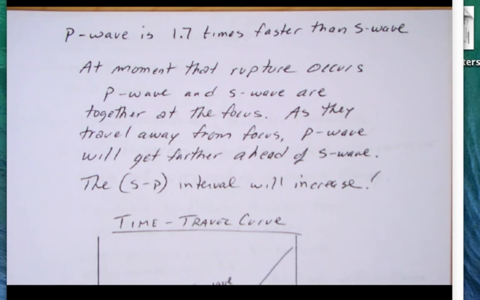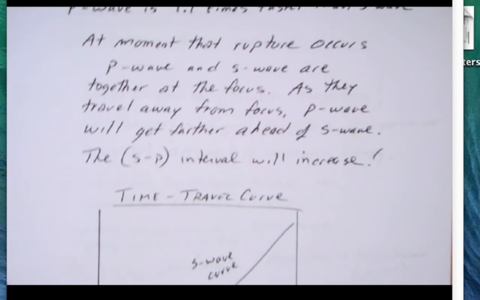As they travel away from the focus, the P wave will get farther ahead of the S wave, and so the S-P interval will increase. In other words, the farther the recording station is from the epicenter, the longer the S minus P time interval, right? And so we can make a curve.